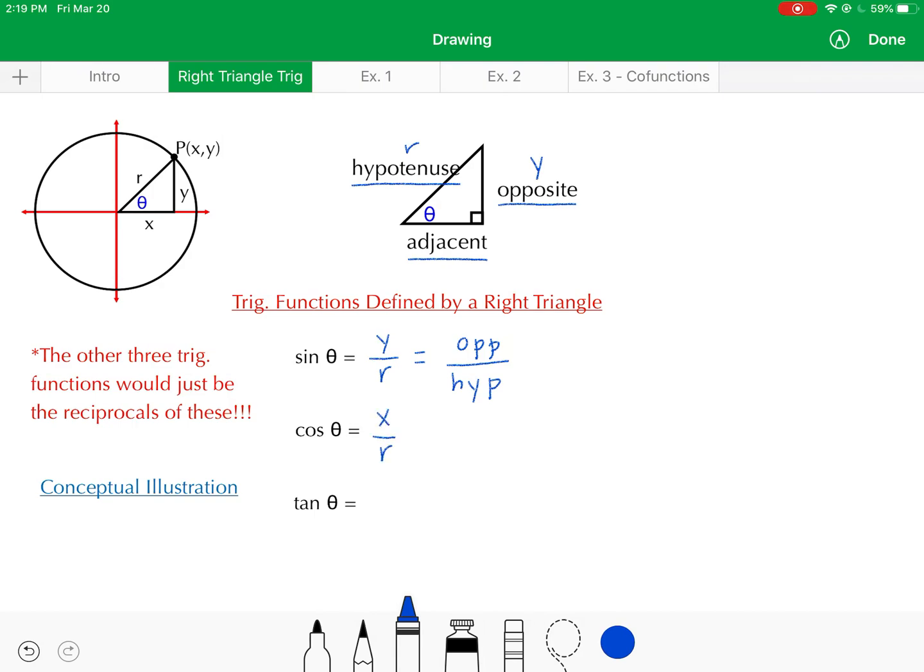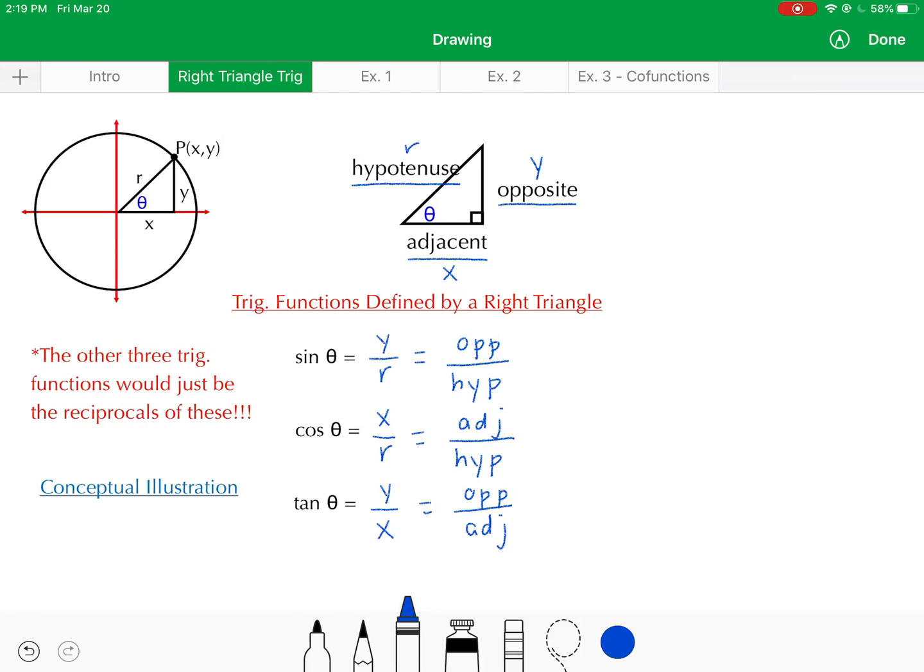Cosine we've been defining as x over r. Well, in this case, x is like the length of the adjacent side to the angle theta. So I'm going to say that x can be replaced with the length of the adjacent side, and then again over r, which can now be thought of as the length of the hypotenuse. Tangent we've always defined as y over x. That can now be thought of as the opposite side length to angle theta divided by the adjacent side length.